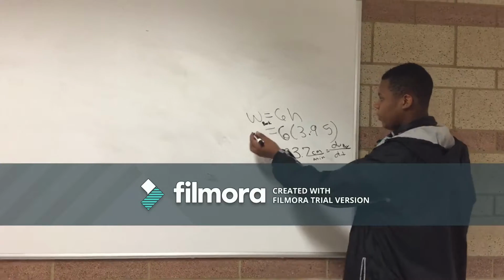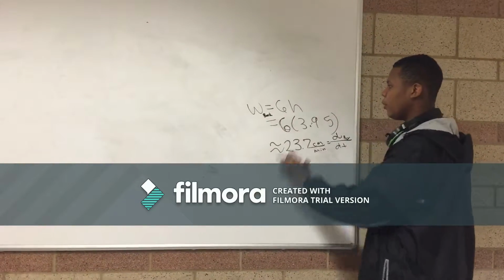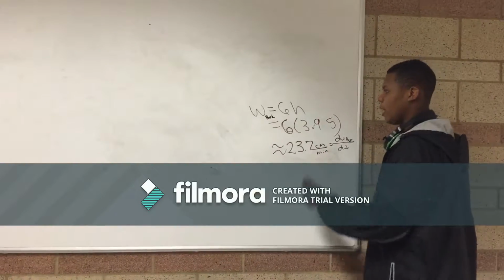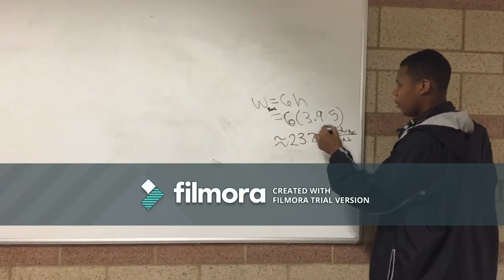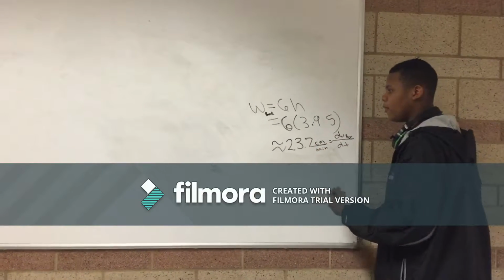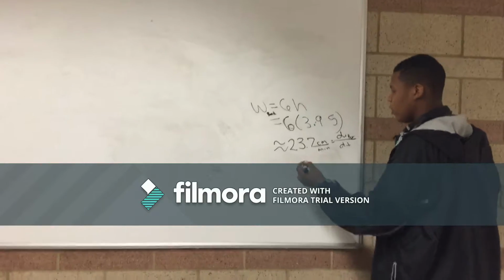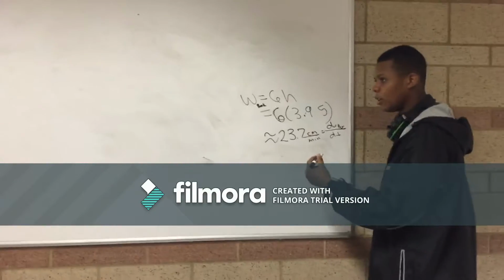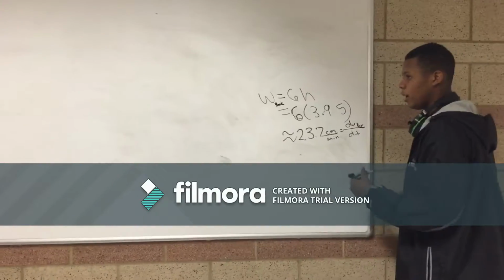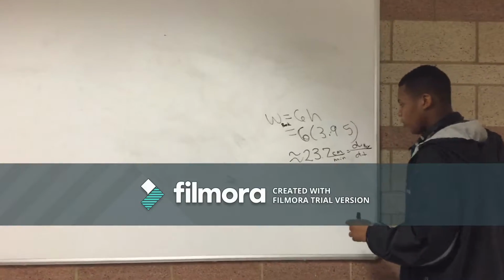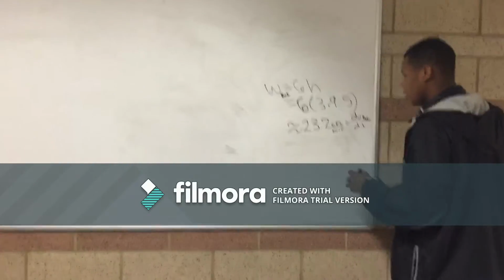So on the board, our equation for width was wrong. This is the actual relationship for width for the book. The width is equal to 6 times the height. So when we put in our variable for height, which is 3.95, we multiply it by 6, and we get that the width for the book should be about 23.7 centimeters, which in relation to the volume should be about 23.7 centimeters per 30 minutes.